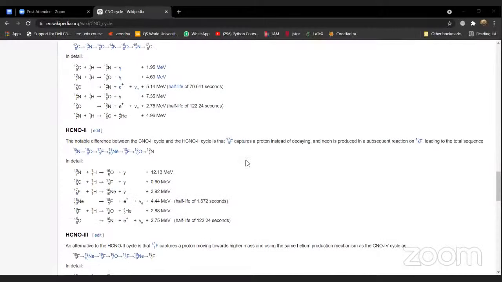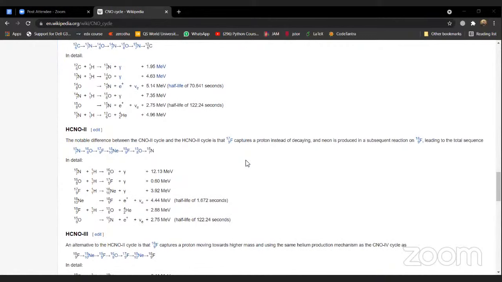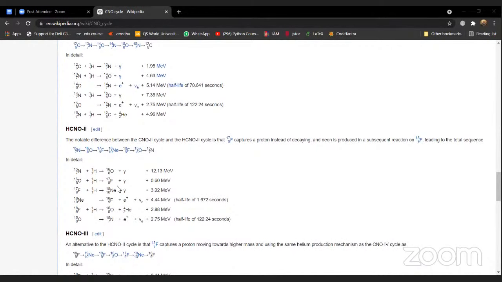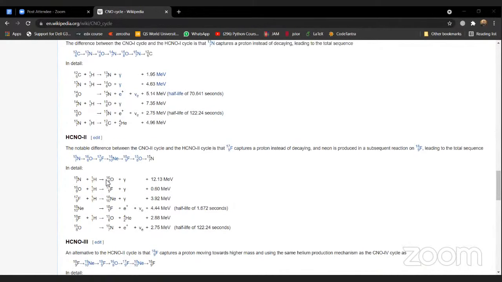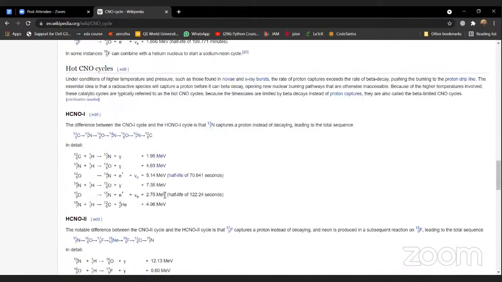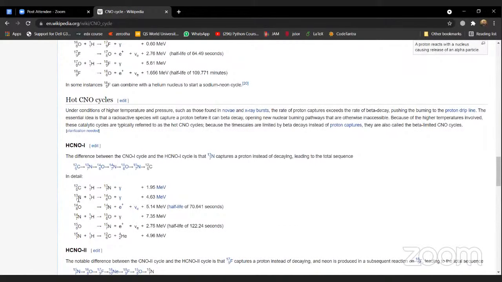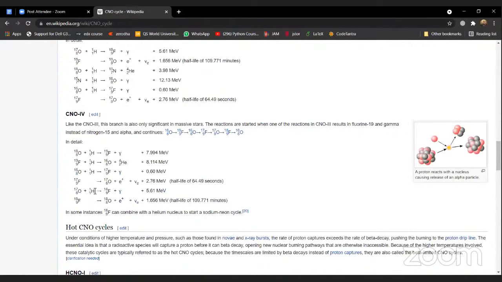So as previously said, the difference between a cold CNO cycle and a hot CNO cycle is the rate of capture of proton. Now in the hot CNO, the rate of proton capture is much, much faster than a beta decay process. So the reactions in CNO1, cold CNO1, cold CNO2, hot CNO1, and everything remain the same. The only difference is which atom captures the proton. Now, if you look at cold CNO2, we see that the oxygen 16 captures the proton.